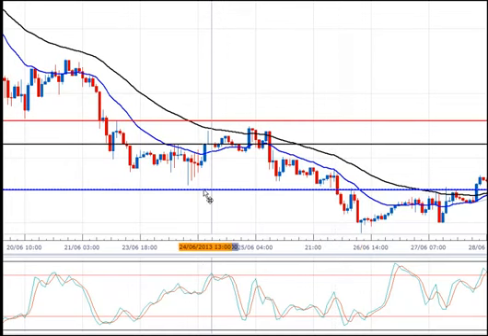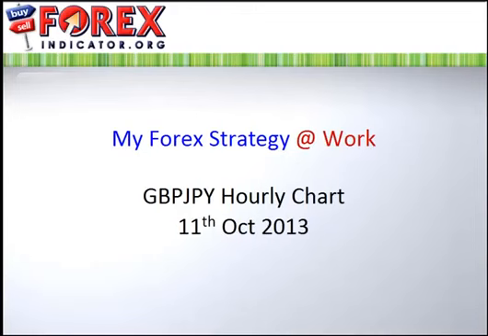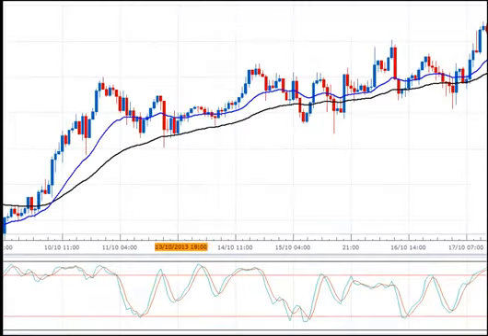Okay, so this is how it works on the euro dollar hourly chart. Basically, this strategy works on all time frames and all currencies. So I shall be showing you another example on another currency pair. In this next example, I shall be going through this strategy on the pound yen hourly chart on the 11th of October 2013. So let's take a look at the chart now.